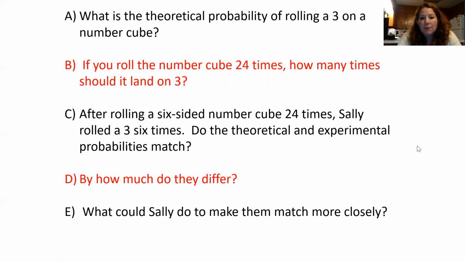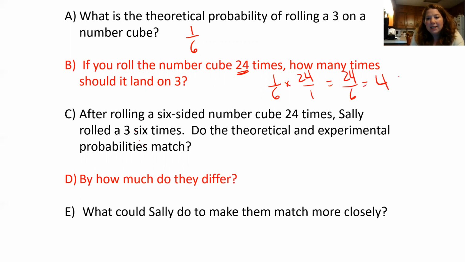What is the theoretical probability of rolling a 3 on a number cube? Well, there's only one 3, right? So it would be 1/6. If you roll the number cube 24 times, how many times should it land on a 3? Well, there's a 1/6 chance, so 24 times 1/6 equals 24/6, which is 4 times. So we're multiplying the probability by how many times we're doing the experiment.